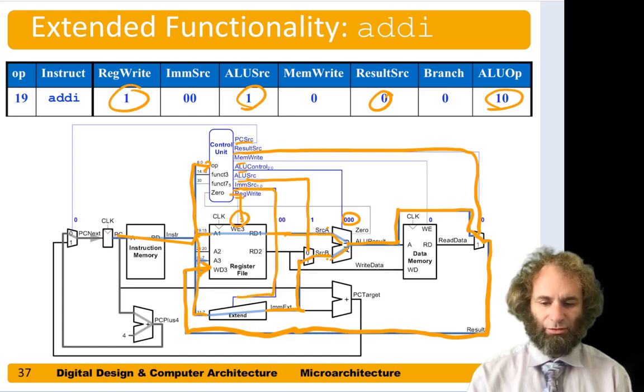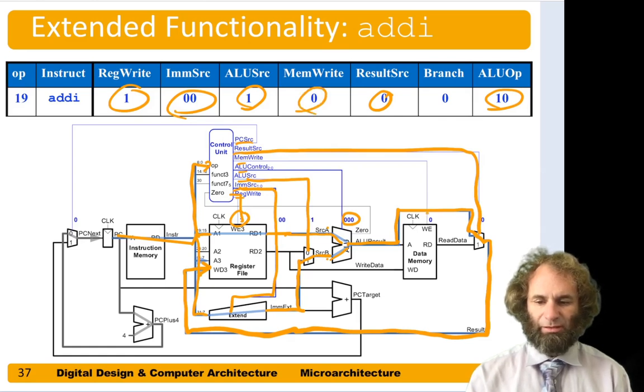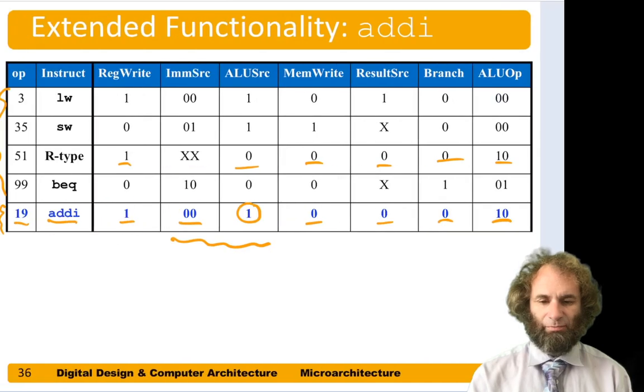IMM source was 0, 0, telling us to treat the immediate as an I-type. Mem write is 0 because we don't want to write to the memory, and branch was 0 because this is not a branch. And that wraps up everything that's different about add immediate. It's a pretty simple change. All we needed to do was add a new row to the main decoder. That was the same as the R-type row, except IMM source and ALU source were different to choose the second source from the immediate rather than the register file.